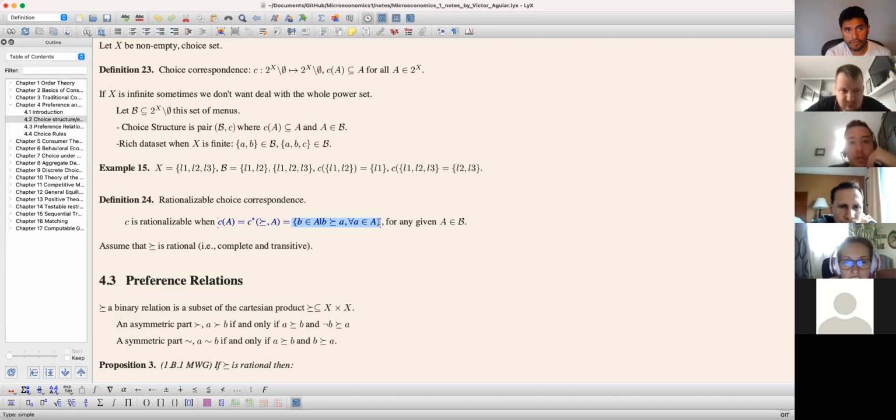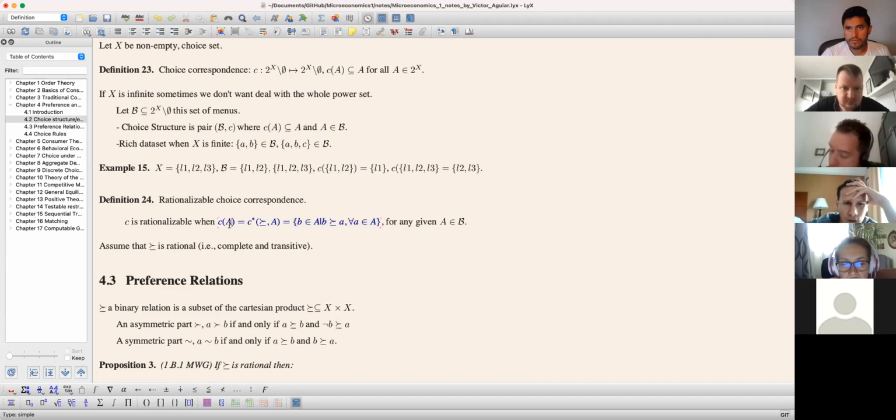Notice that there is no claim of uniqueness. So the choice correspondence can be bigger than a singleton, it can have more than one alternative. So it's a set, it's not a singleton. Any questions here?